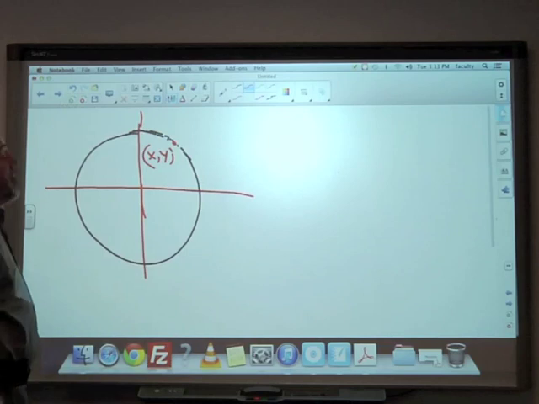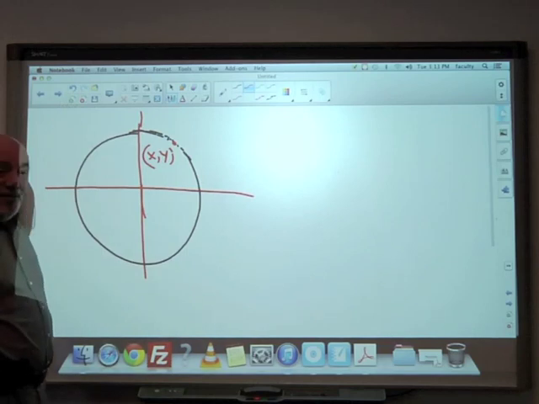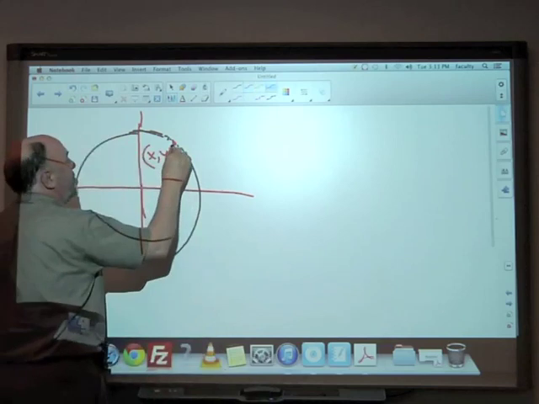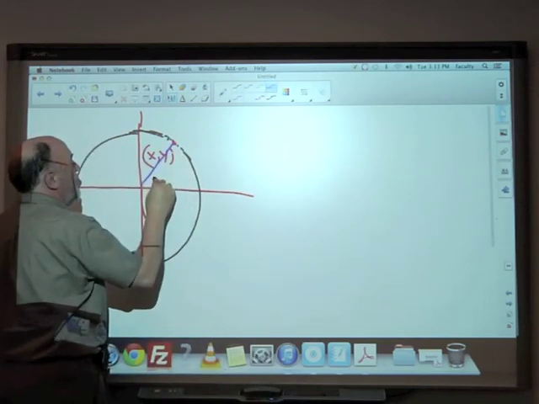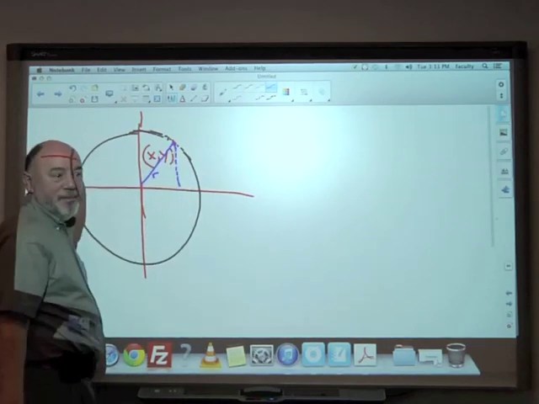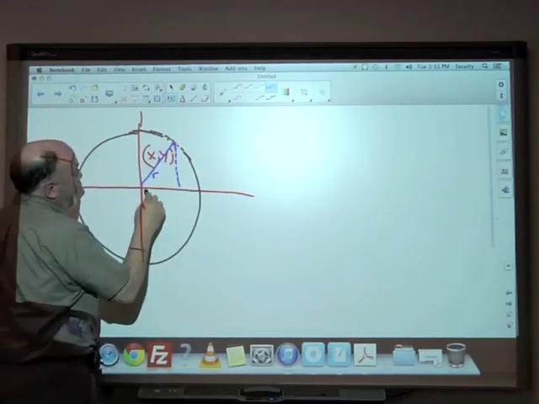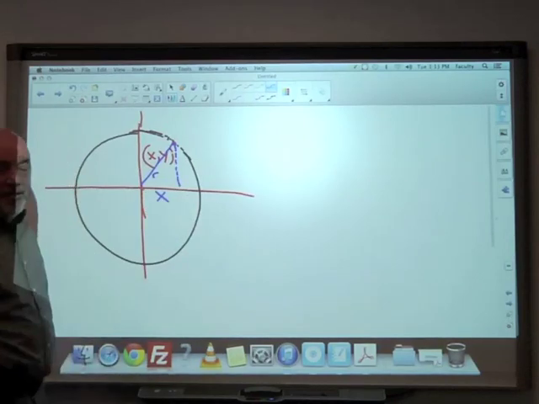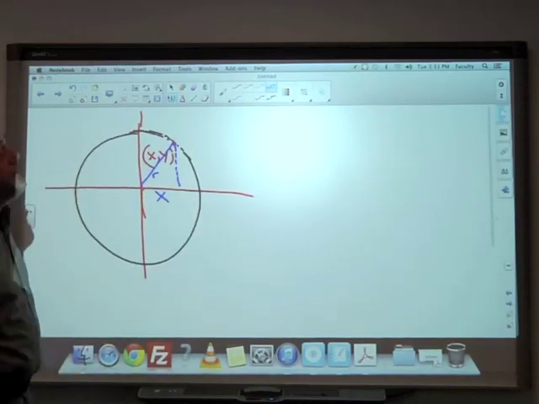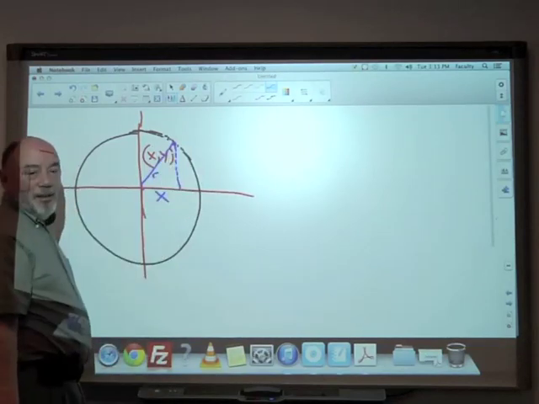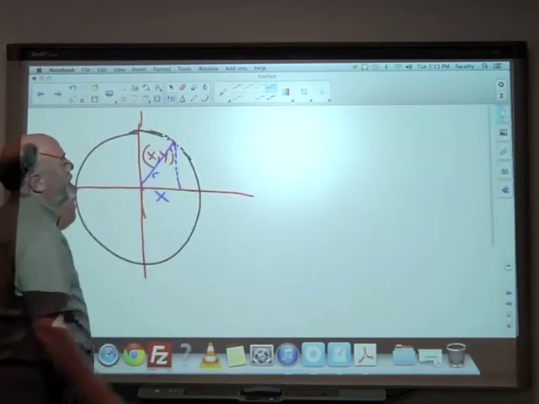All right. Well, I can make a triangle, okay? I can draw from here to here. That'll be R. I can drop this straight down, right? The distance from here to here will be given by the x-coordinate, whatever it was, right? The distance from here to here will be given by the y-coordinate, right?